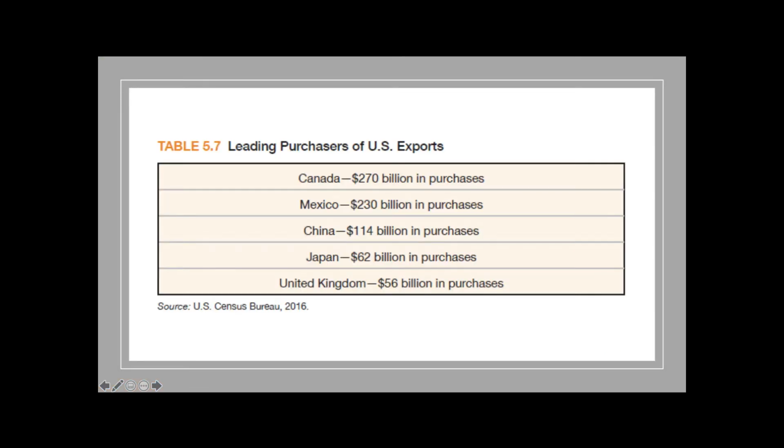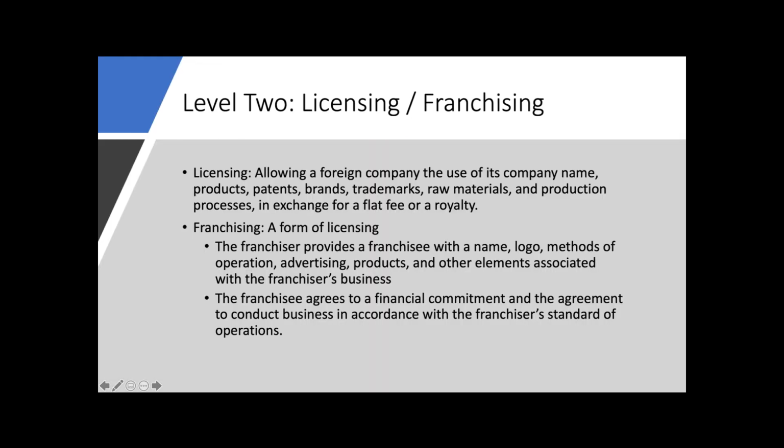Well, you can see here that there are leading purchasers of our exports. You can see them there: Canada and Mexico, respectively $270 and $230 billion in exported goods, and that is facilitated a great deal because of the North American Free Trade Agreement, NAFTA. But also China, Japan, and the United Kingdom buy an awful lot of US-made stuff. And so those are primary trade partners for us.